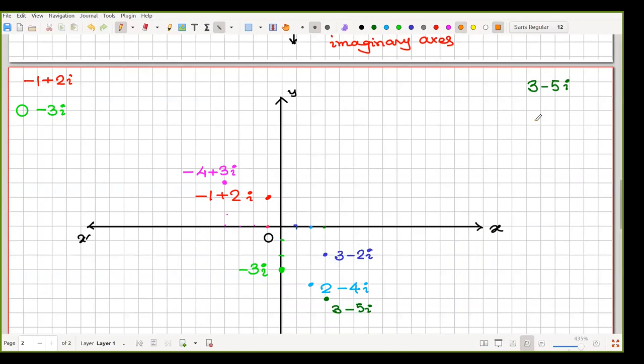The second one is very interesting. That is 0 plus 0i. Here the real part is 0, and the imaginary part also has the coefficient 0. So the ordered pair is (0, 0). That point is originally representing the origin in the real number system, and it is also representing our complex number 0 plus 0i.